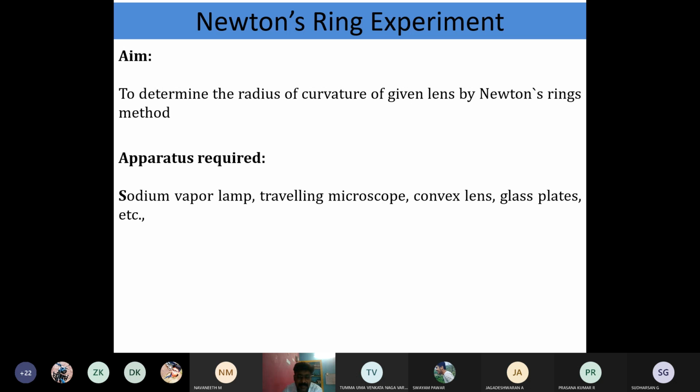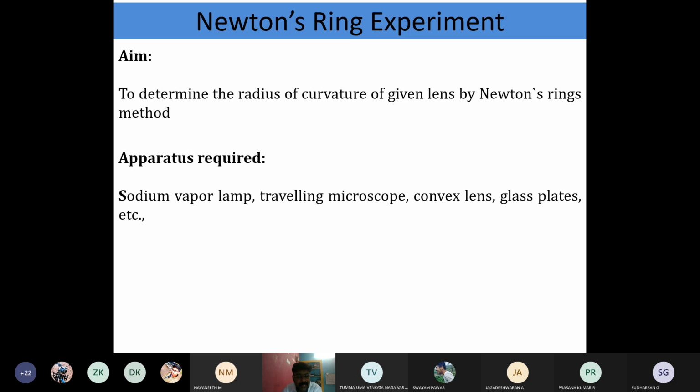Glass plate. The glass plate is going to be used as a base, and also as an angle of inclination. So we are going to use a glass plate at an angle of 45 degrees.